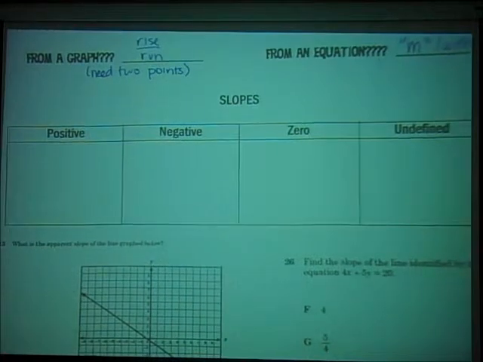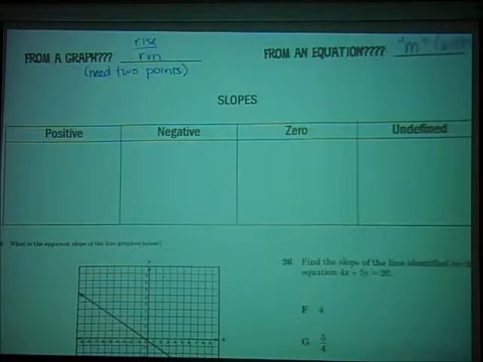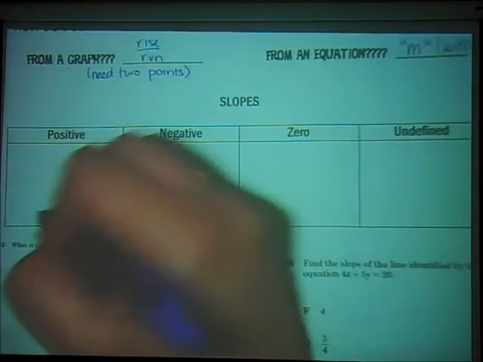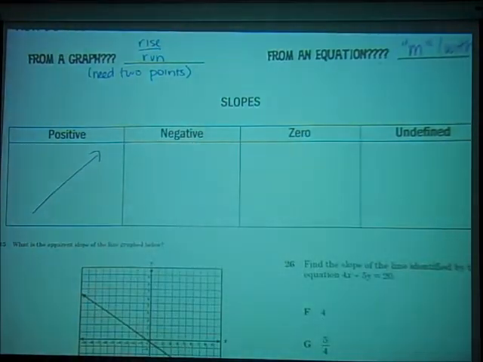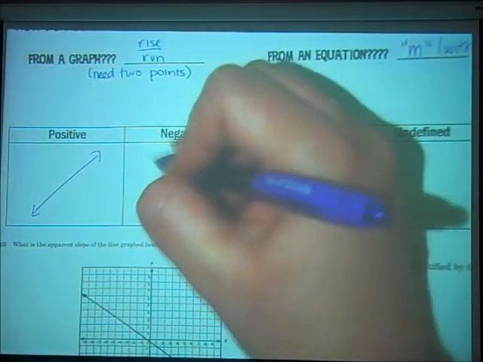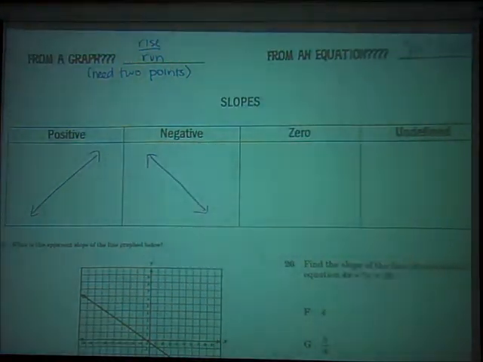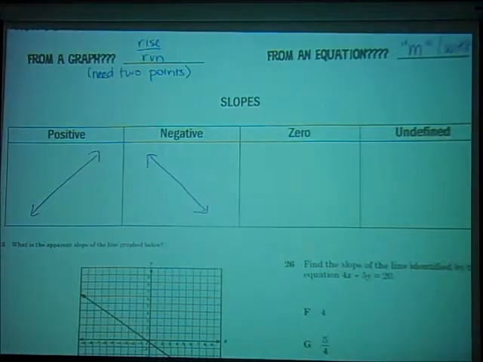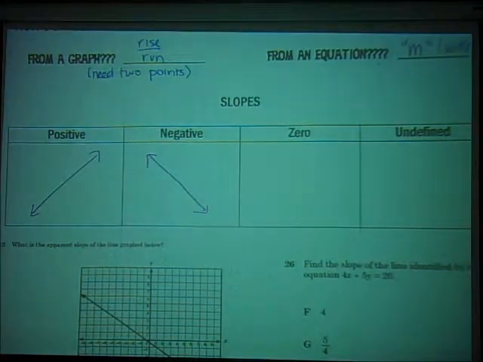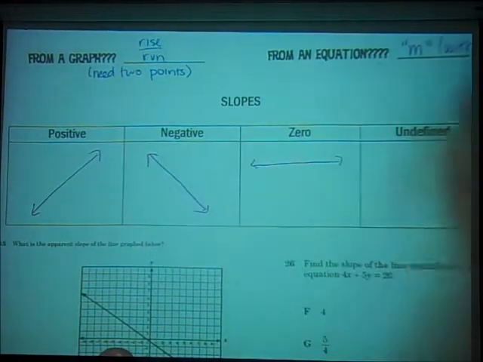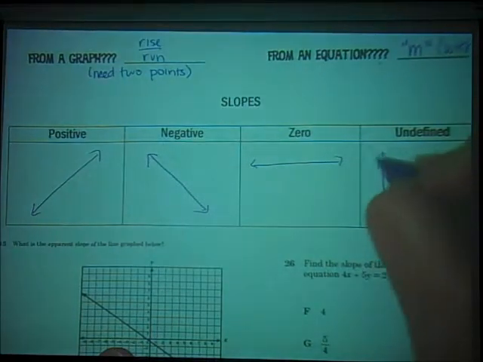All right, we have four different slopes. You guys are pretty good at these. We've talked about positive, negative, zero, and undefined all year. So positive, what does that look like? It's gonna go up. Negative means that it goes down. Okay, zero slope, think hard about this one. Zero slope, which way does that one go? It does go across. Remember, undefined is the one that goes up and down.